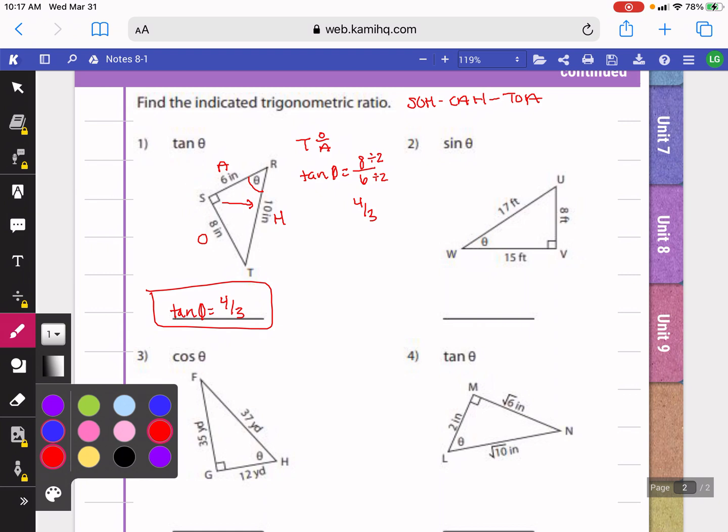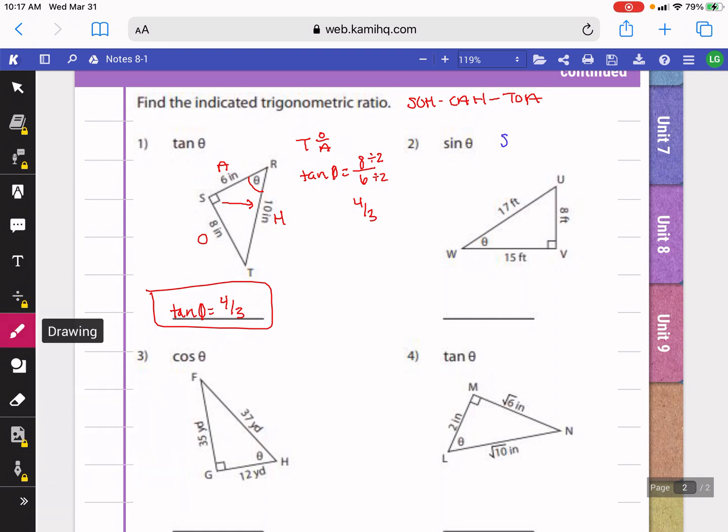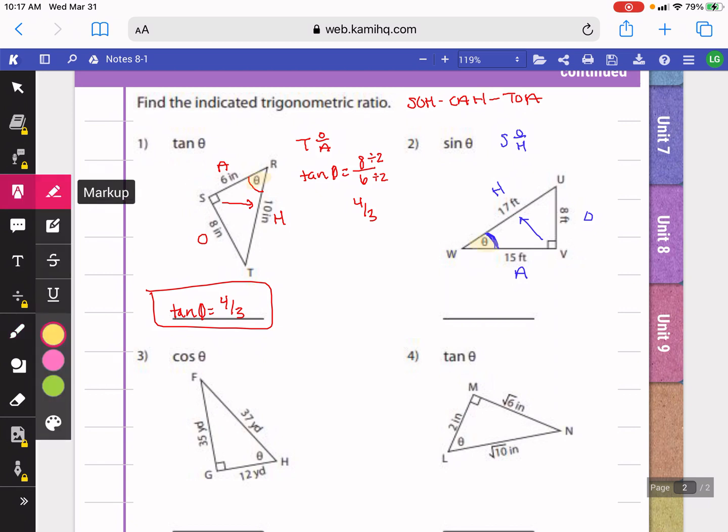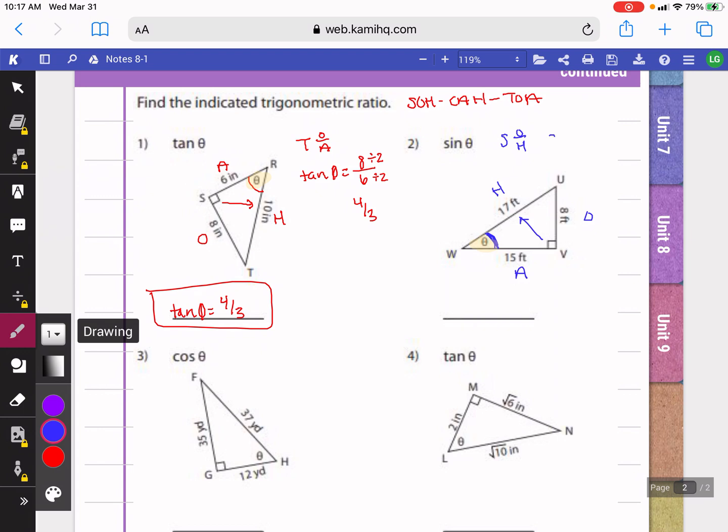In our next picture, we're finding sine. So we're using SO. So here my hypotenuse is 17. This is my angle. So 8 would be opposite the angle. 15 would be adjacent to the angle. Always mark your angle so you know what you're comparing it to. So for SO, it would be sine theta equals O over h. O is 8 and h is 17. That can't be simplified, so I'm just going to leave my answer like that.